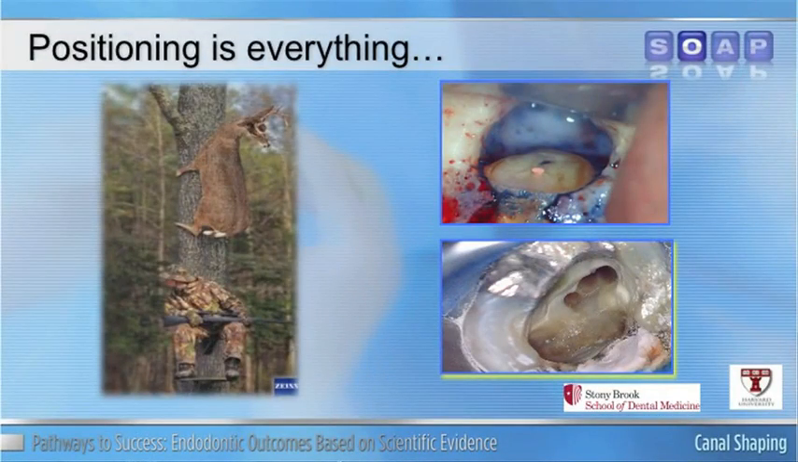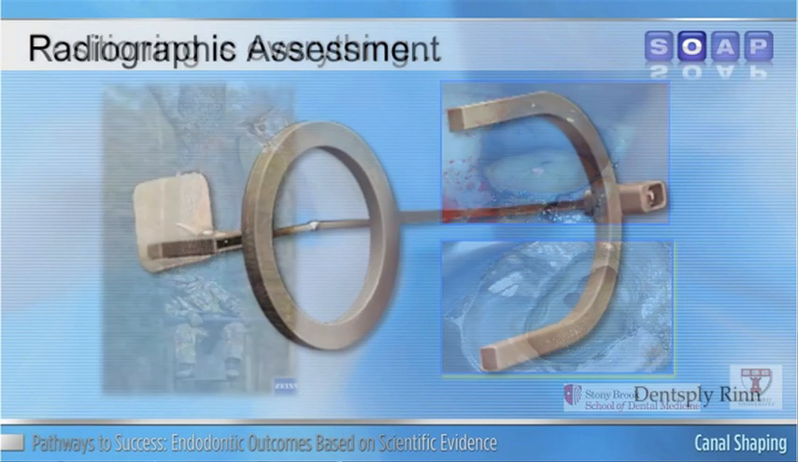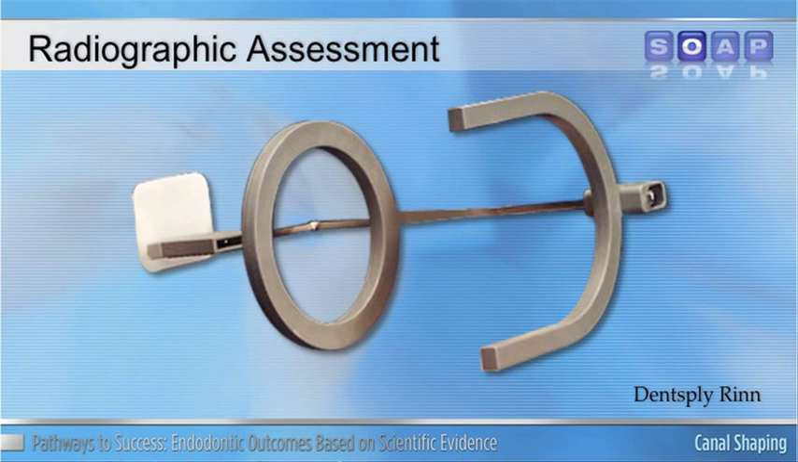Positioning is everything, everyone. It really is. Positioning is everything. And we even have positioning indicating devices. We have RINs, but people don't want to use them. I don't know why. When you're taking your pre-op radiographs, every one of you should train your assistants, or you should be using a RIN. No one's above it. Whether you're using film or digital radiography, please start using RINs.